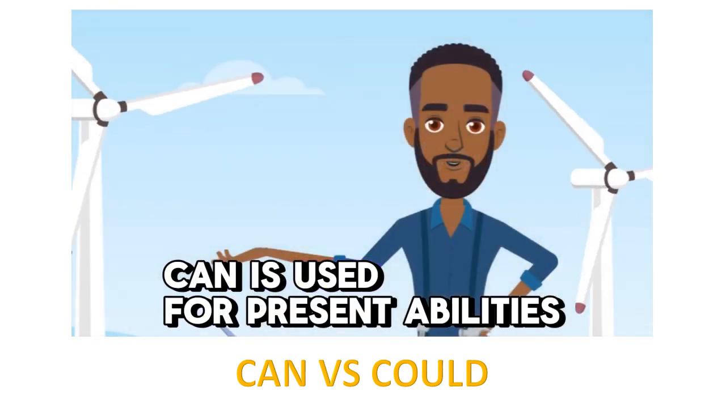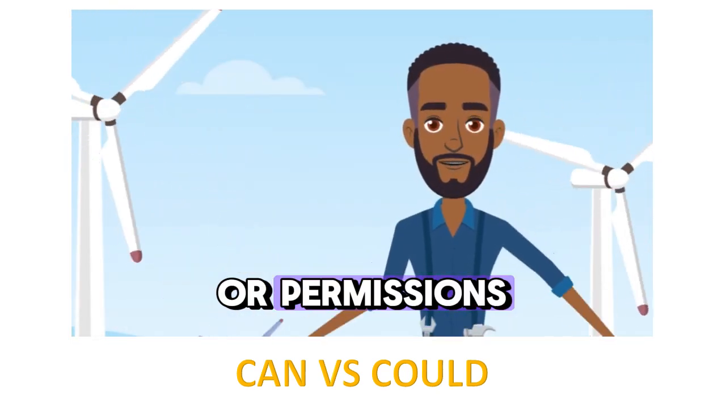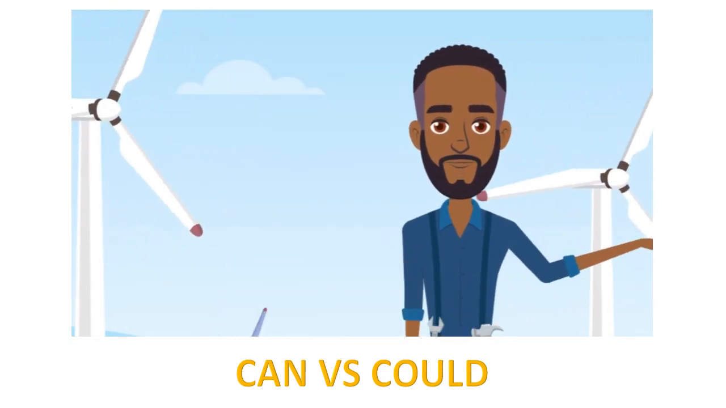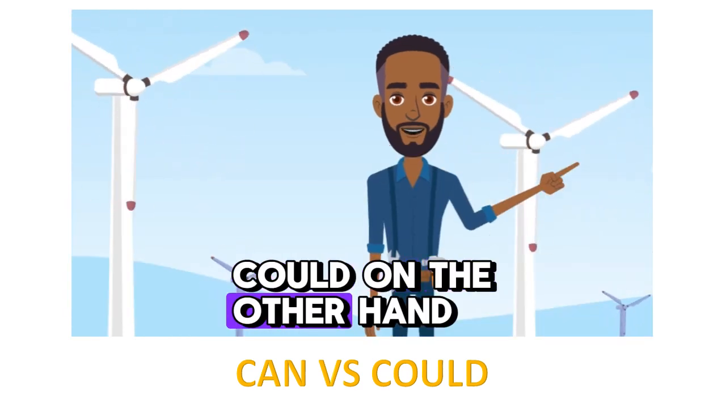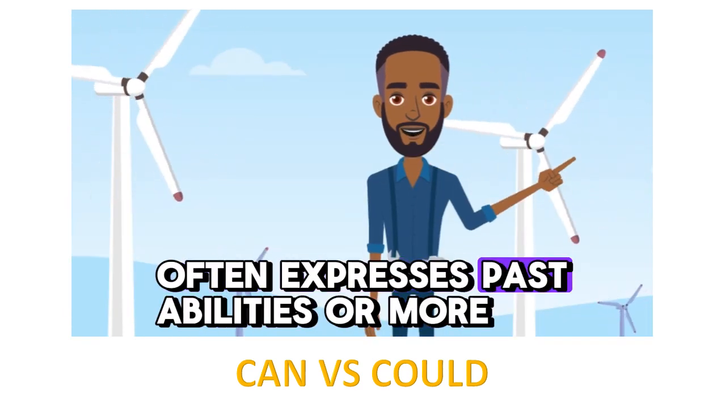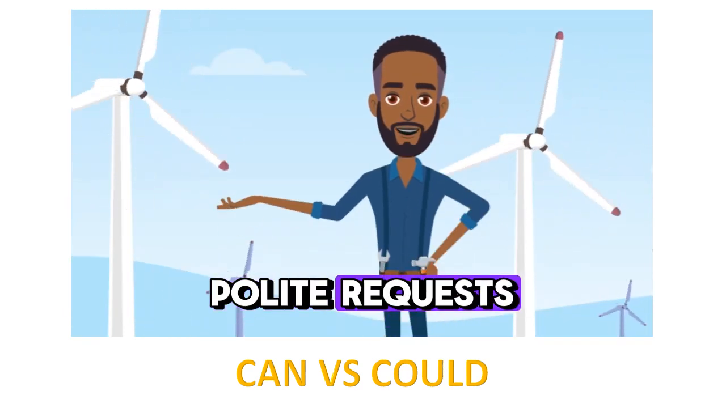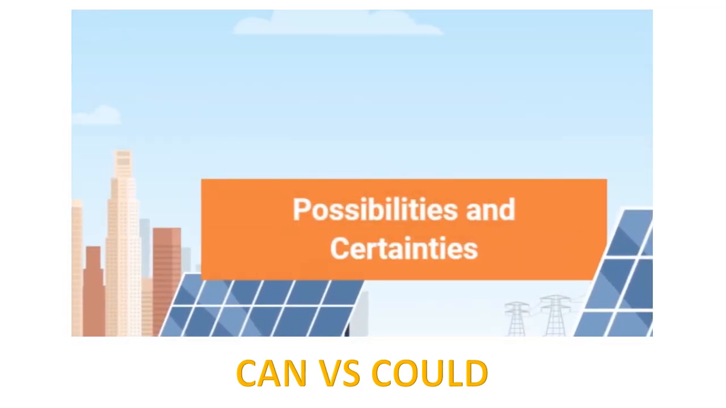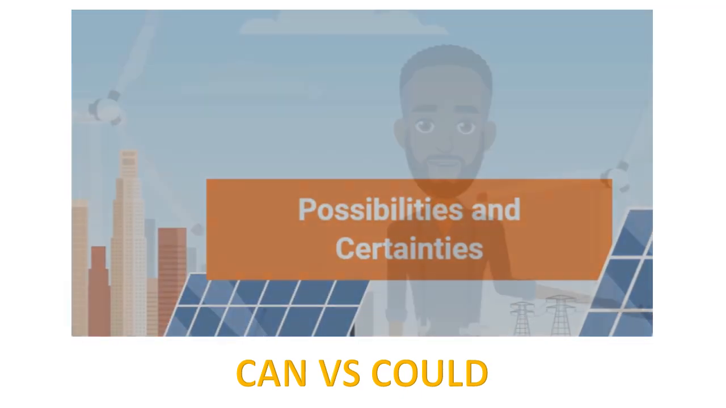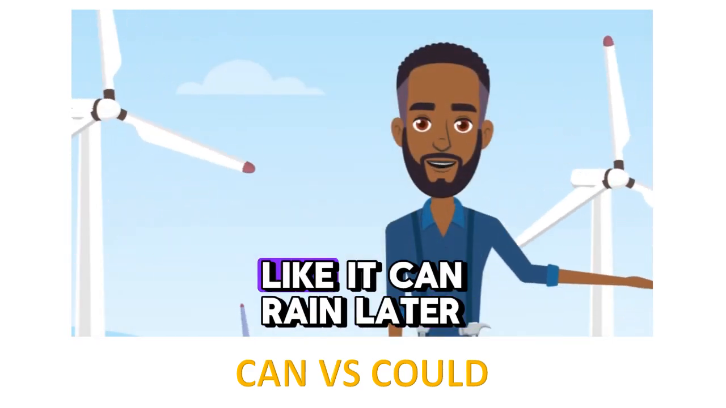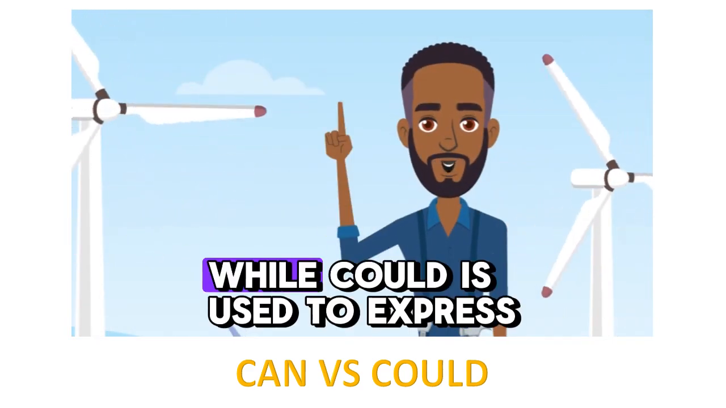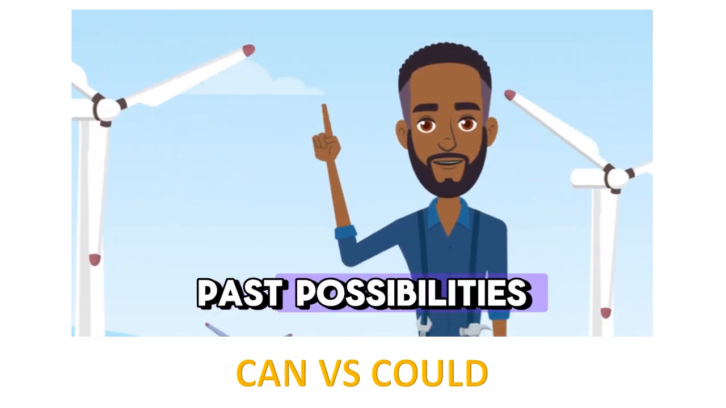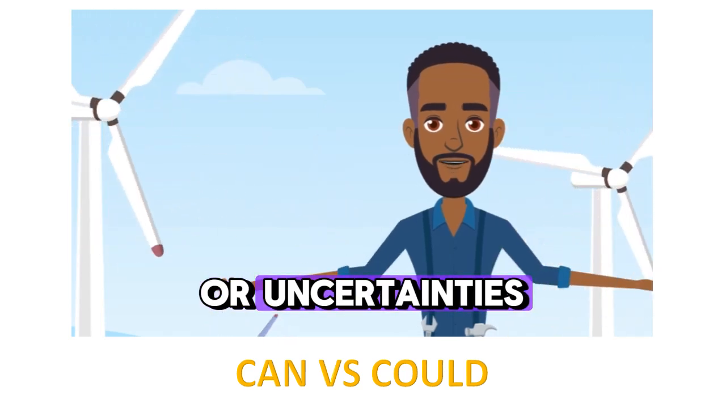Can is used for present abilities or permissions, like I can speak Spanish. Could, on the other hand, often expresses past abilities or more polite requests. Can is for present possibilities like it can rain later, while could is used to express past possibilities or uncertainties.